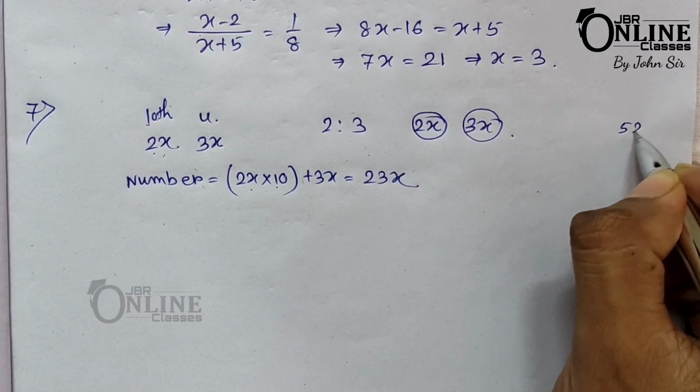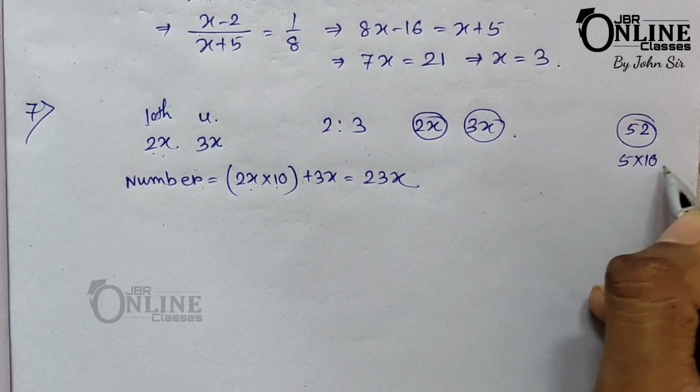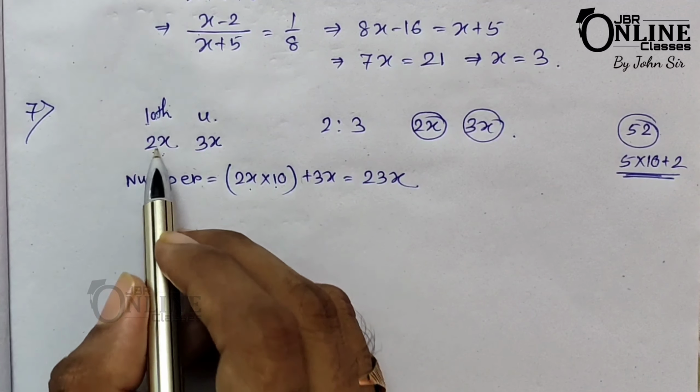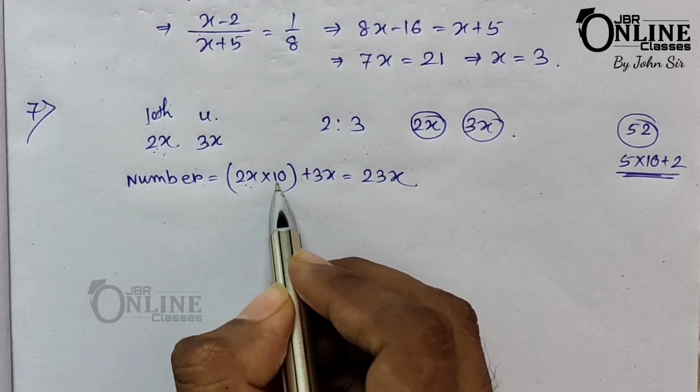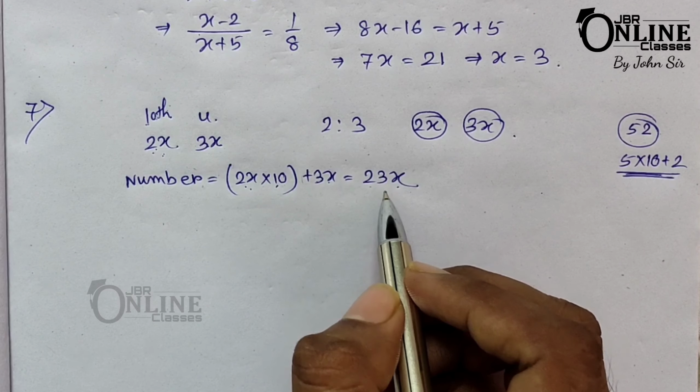Suppose a number is 52, then to construct this number 52, we have to write 5 into 10 plus 2. That is the process of writing a number. So here 2x into 10 plus 3x, and that equal to 23x. So 23x is the number.